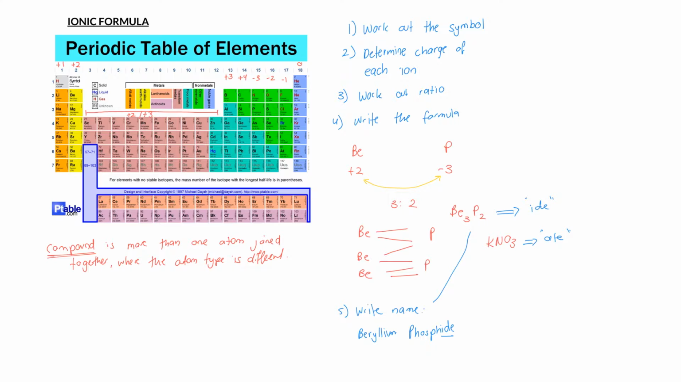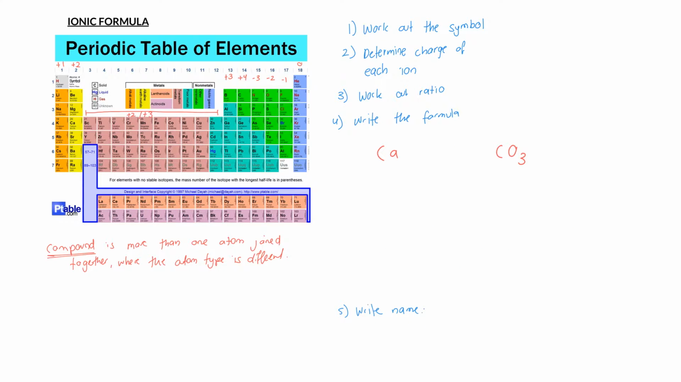And if it's a metal and a non-metal plus oxygen, we replace the end of the non-oxygen non-metal with the word ate. So this would be potassium nitrate. So let's just do one more example where we look at working out an ionic formula using one of these polyatomics.